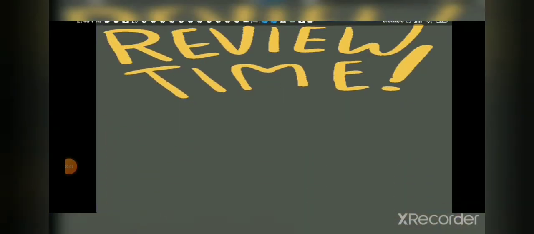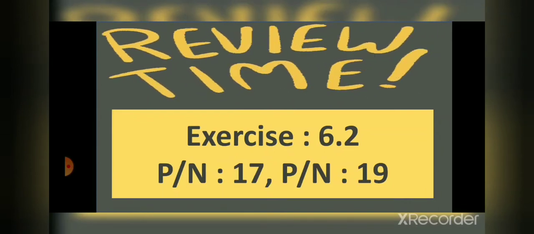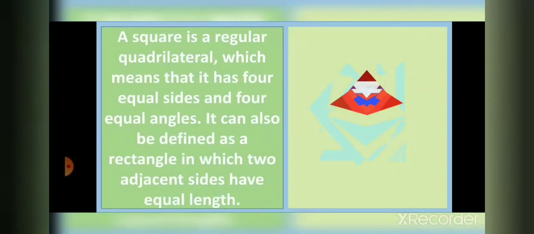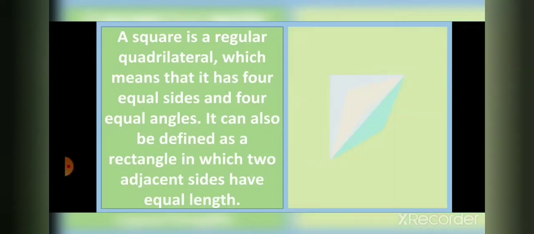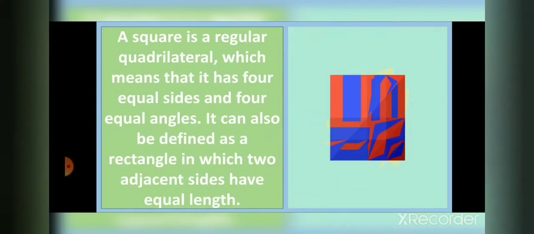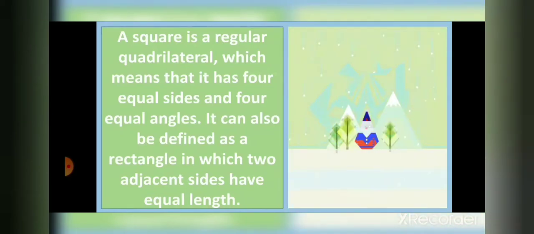So my dear students, it's review time. In your previous class, we have done problem number 17 and 19 from exercise 6.2. So now, I am going to ask you some questions. Can you tell what is a square? Yes, you are correct. Square is a regular quadrilateral, which means that it has 4 equal sides and 4 equal angles. It can also be defined as a rectangle in which 2 adjacent sides have equal length.